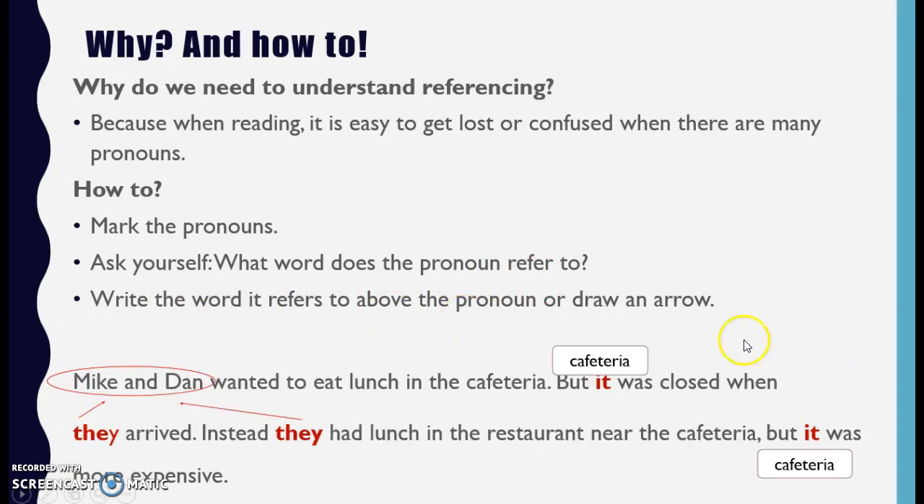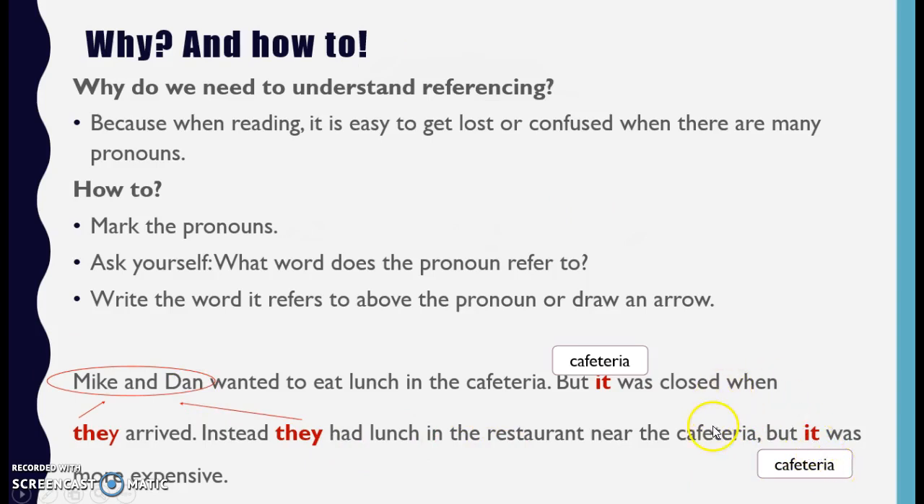Something like this. So we have Mike and Dan wanted to eat lunch in the cafeteria, but it refers to the cafeteria here. Beforehand, it was already mentioned. So instead of saying the word cafeteria again, we use the word it. But it was closed when they. Who is they? Well, they is plural, so we have to look for two, Mike and Dan, when they arrived. Instead, they, again, Mike and Dan, had lunch in the restaurant near the cafeteria. But it was more expensive.